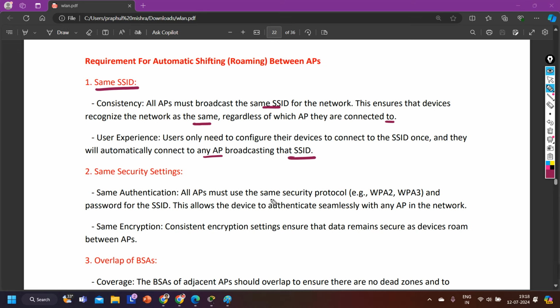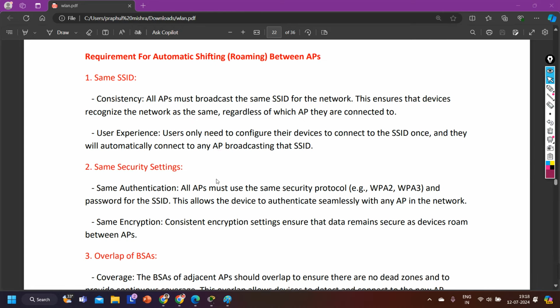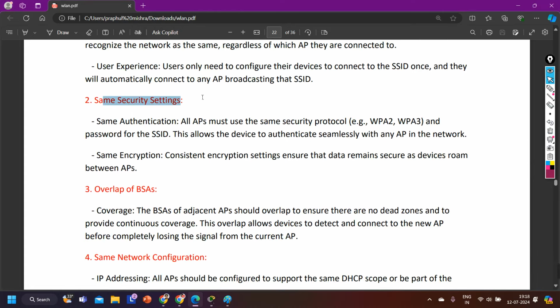We don't need to authenticate the client machine again and again whenever it connects with a new AP or whenever a client machine is roaming. Then same security settings. Security settings should be the same, guys, on all the APs, like what protocol you are using to authenticate the client machine.